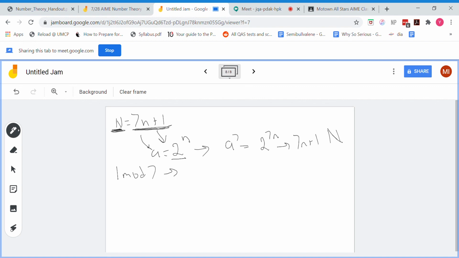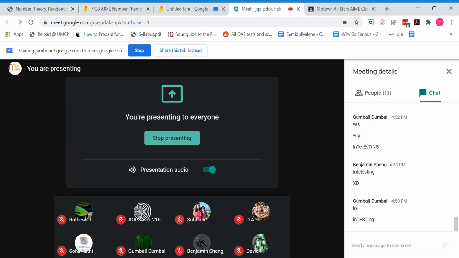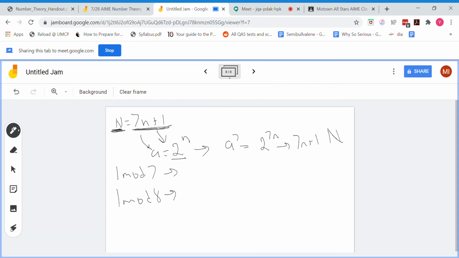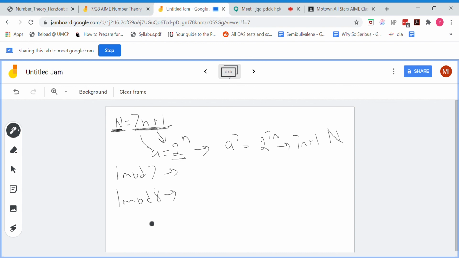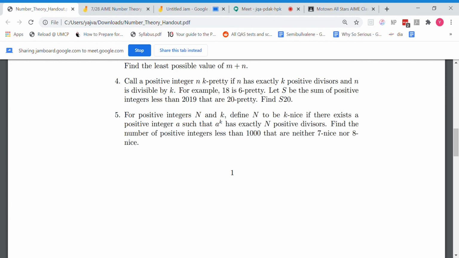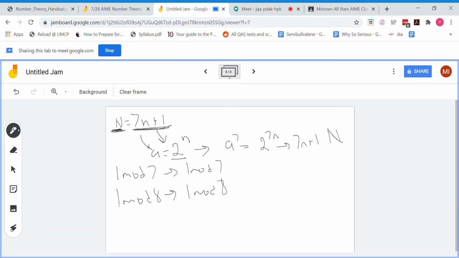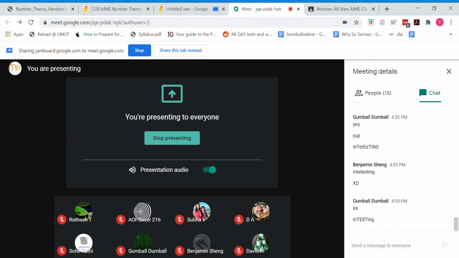And so wouldn't that work with 8 as well? Every number that's 1 mod 8 is also 8-nice, right? We just take everywhere we wrote 7 and replace it with 8. So the set of all 7-nice numbers is the numbers that are 1 mod 7, and the set of all 8-nice numbers is the numbers that are 1 mod 8. I'll leave the rest up to you, but after that, it's easy to count: just count the numbers less than 1,000 that are 1 mod 7 and 1 mod 8.